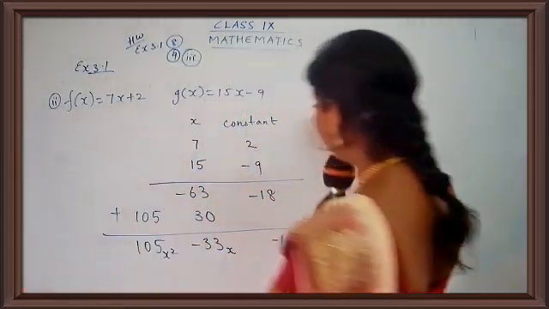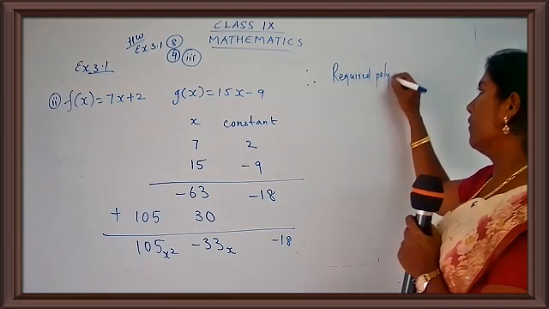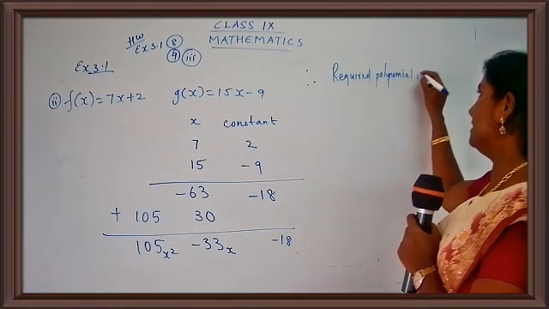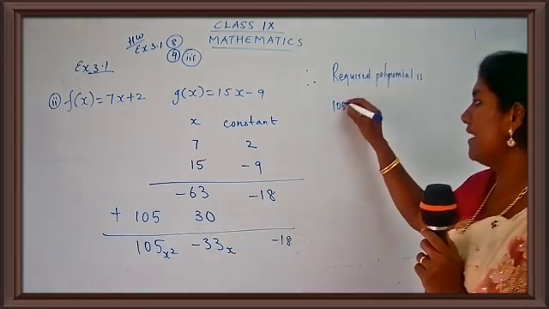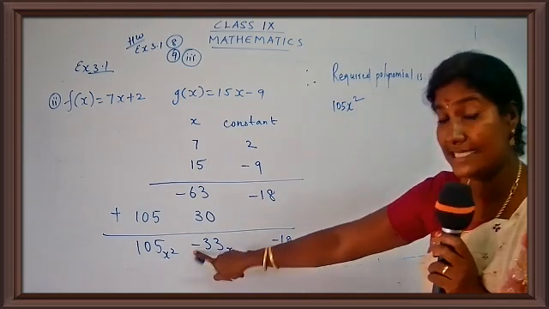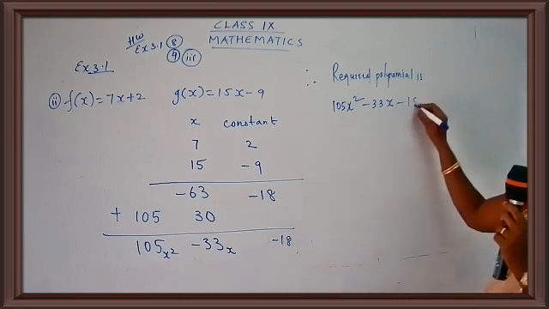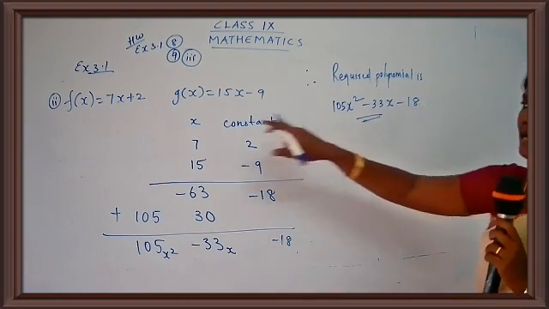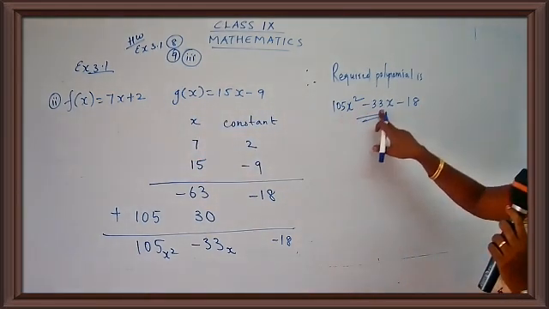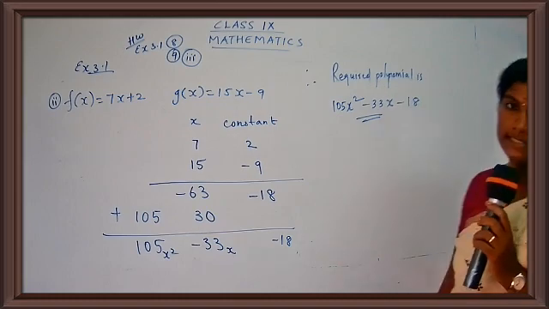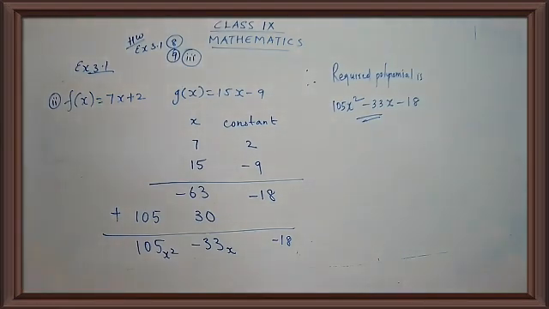Therefore, required polynomial is. What is the required polynomial? 105x square. Minus sign is there, so minus 33x. Again minus sign is there, so minus 18. So what is the answer, children? When you multiply f(x) into g(x), you get the answer as 105x square minus 33x minus 18. Right, we have one more step to go.